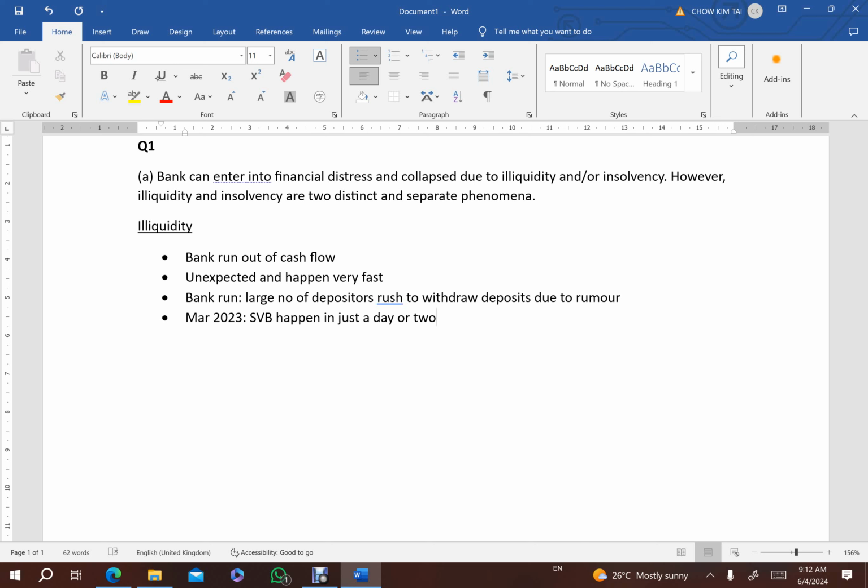This illiquidity occurs because of the nature of the bank business. The money that you put into the bank, they don't keep everything there. They actually lend out the money. So this happened due to the consumption smoothing theory. Remember this word? The consumption smoothing theory, we covered that. Let's go back to the notes here.